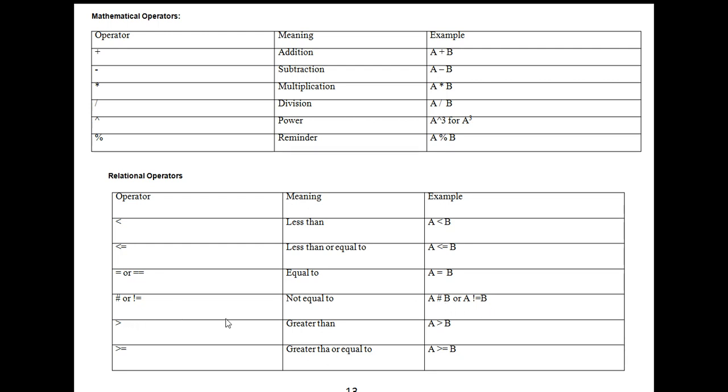And we have the greater than symbol, the meaning of which is greater than. Example is a greater than b. And greater than or equal to, meaning greater than or equal to, and we can have a greater than symbol followed by equal to and b. So these are the relational operators and mathematical operators. In mathematical operators we have plus, minus, multiplication, division, power, and remainder. And in relational operators we have less than, less than or equal to, equal to, not equal to, greater than, and greater than or equal to. So these symbols can be used for writing logic and computation steps in the algorithms and flowcharts.